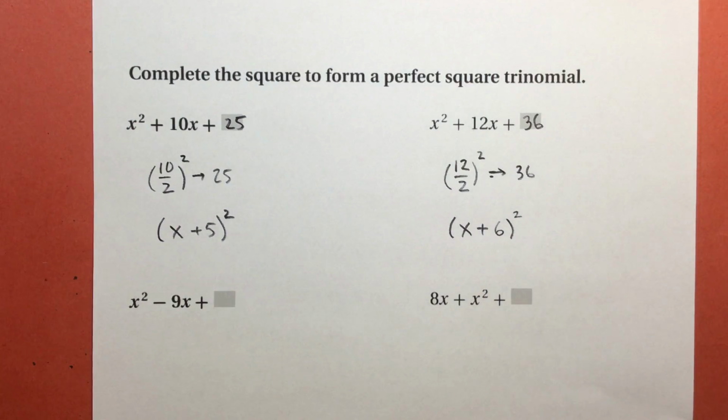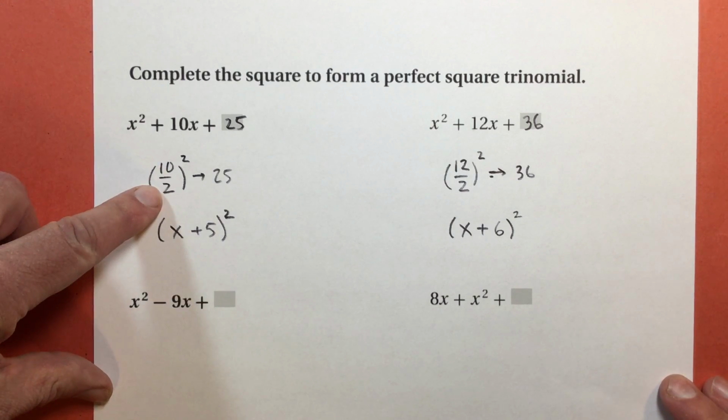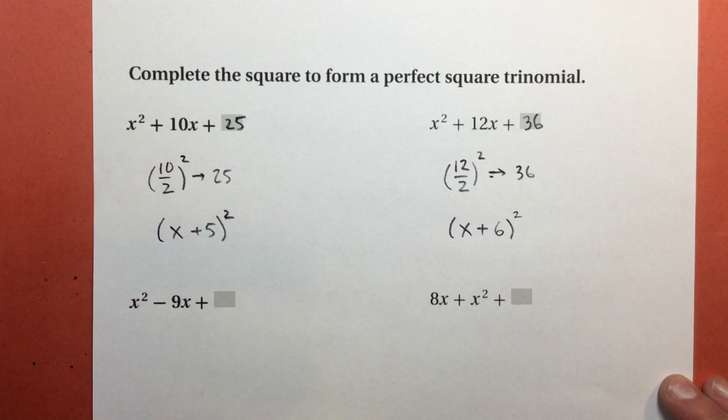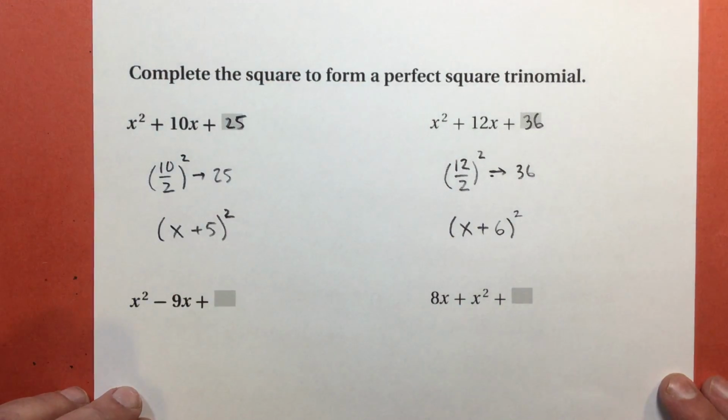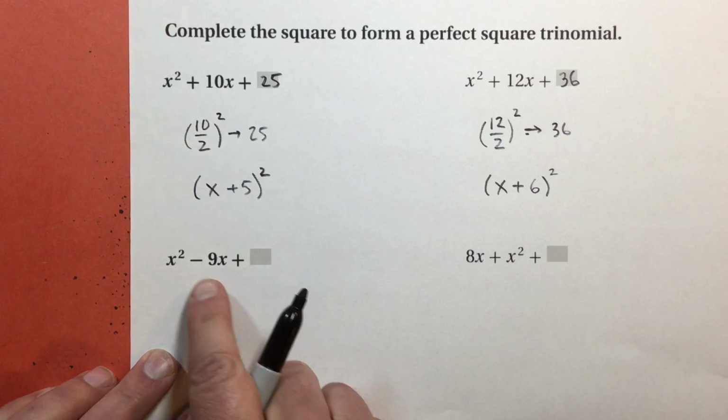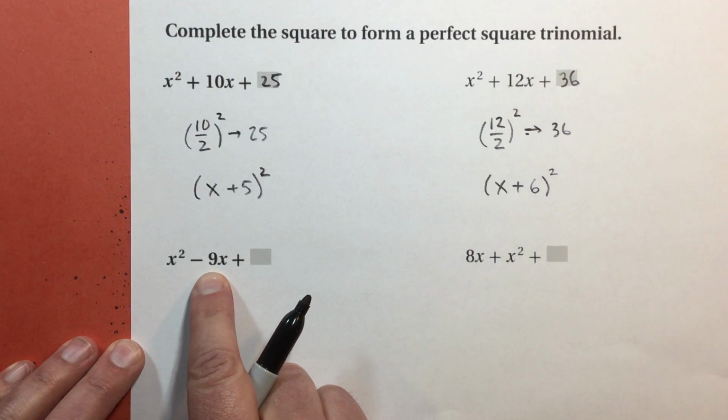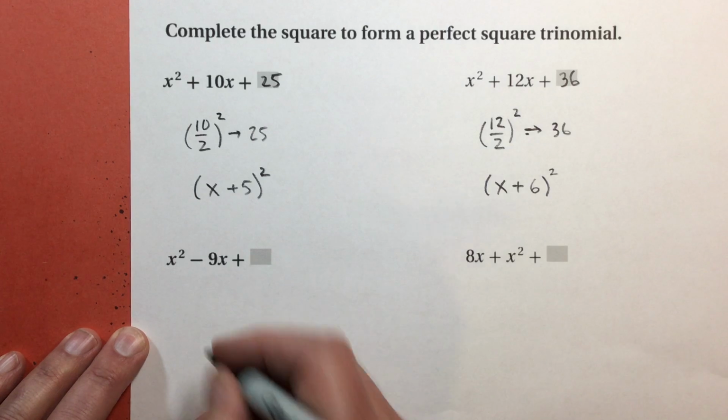Now, here's one of the problems that comes up though. You're always going to start by dividing by 2, and then you're going to square it. That's nice if the number is even. Even numbers are multiples of 2, so you're going to get something nice. 10 divided by 2 is 5, 12 divided by 2 is 6. But what happens if you start off with an odd number? Well, you're going to end up with a fraction, but that's okay.